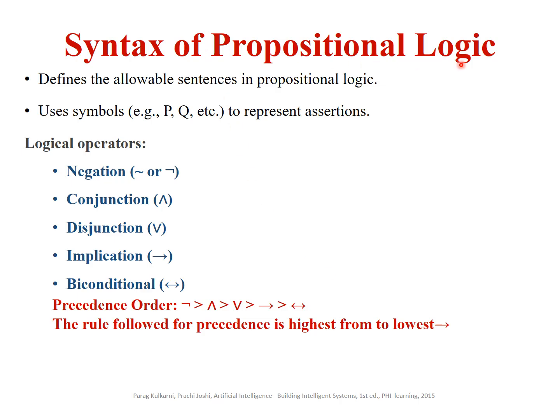Syntax of propositional logic. It defines the allowable sentences in propositional logic. We use symbols to represent the assertions. The logical operators include the negation, conjunction, disjunction, implication, biconditional. As far as the precedence order is concerned, the rule followed for precedence is from highest to lowest. So that is from this operator to this operator.